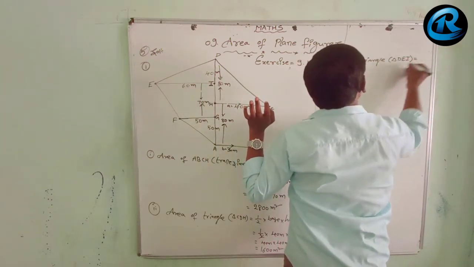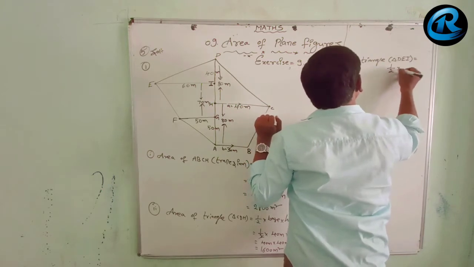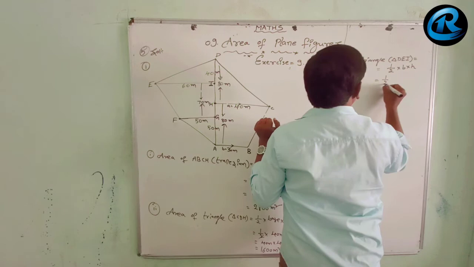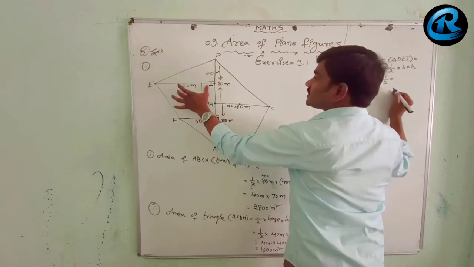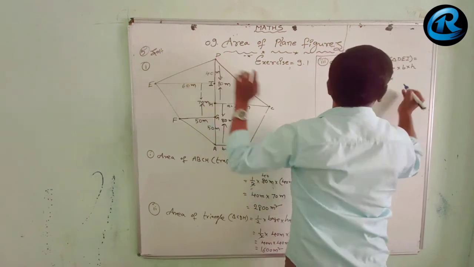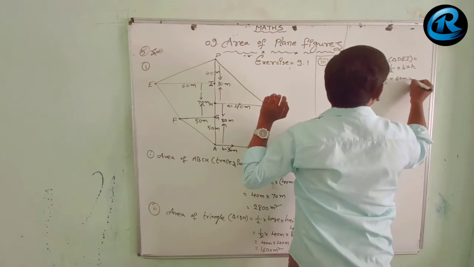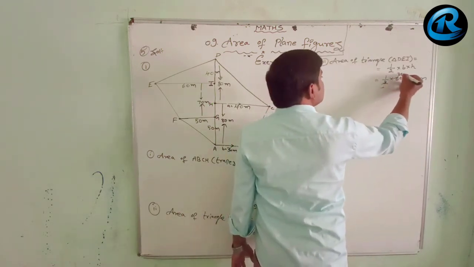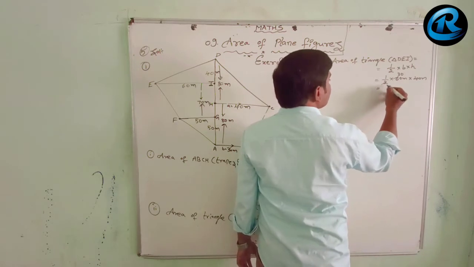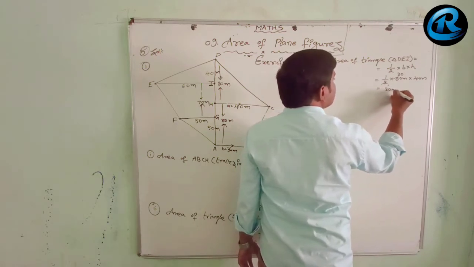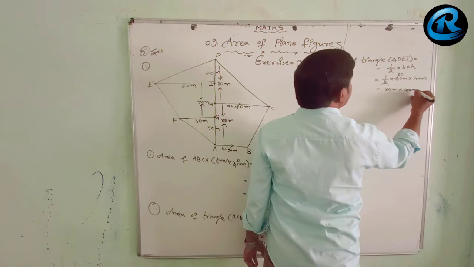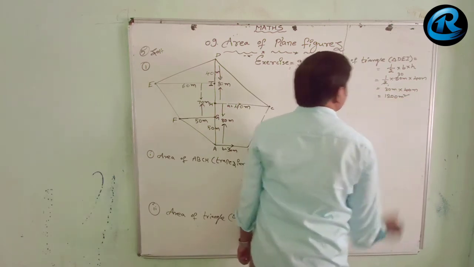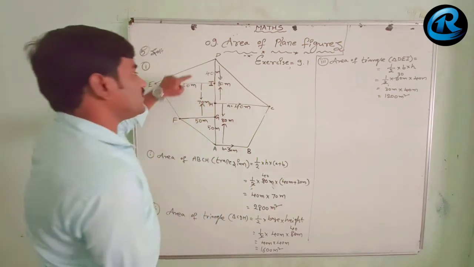Area of DEI is equal to the formula again, 1 by 2 into base into height. That is 1 by 2 into base 60 meters and height 40 meters. 60 meters into 40 meters. 2 ones are 2, 2 30s are 60. So here 30 meters into 40 meters. 30 into 40, that is 1200 meters square. Yes. Now we have completed the third one also.